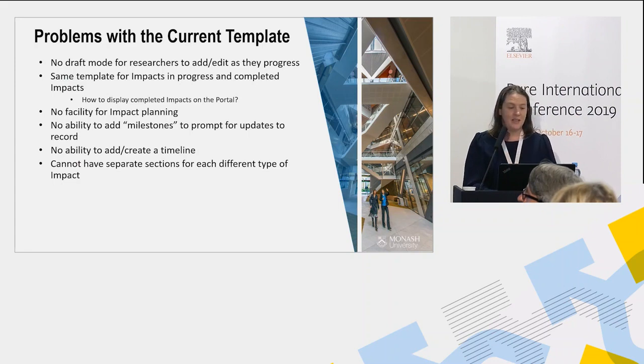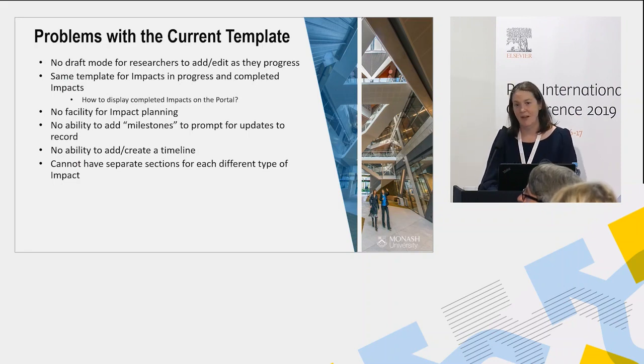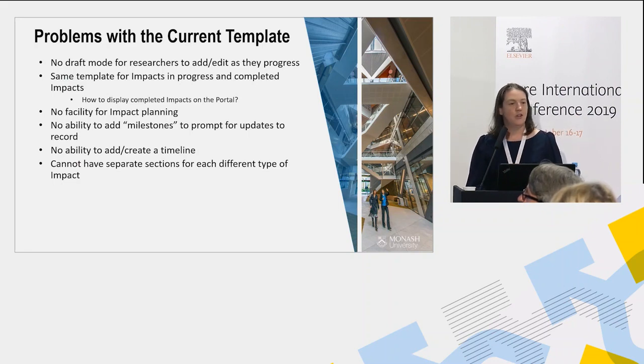So this is what we see as the problems with the current impact module. There's no draft mode for researchers to add or edit impacts as they progress. There's only one template, so you've got to use the same template for everything, for your impacts that are still in progress and still being matured, and things that have been completed. And then how do you differentiate if you only want to display completed or mature impacts on your portal?